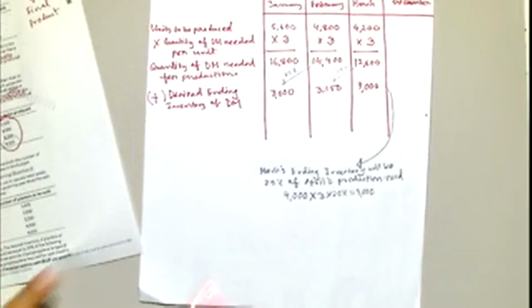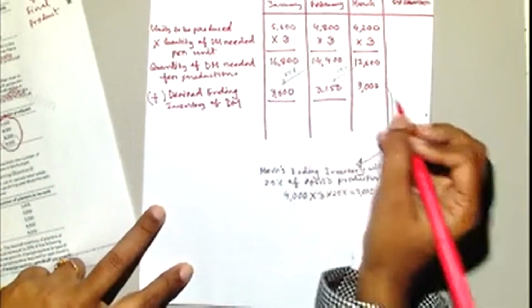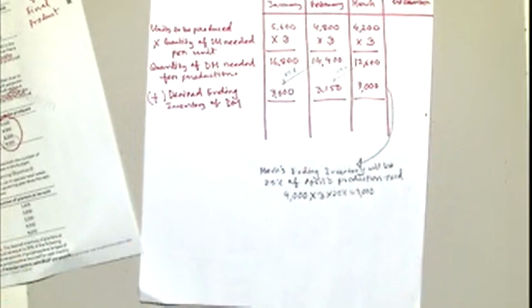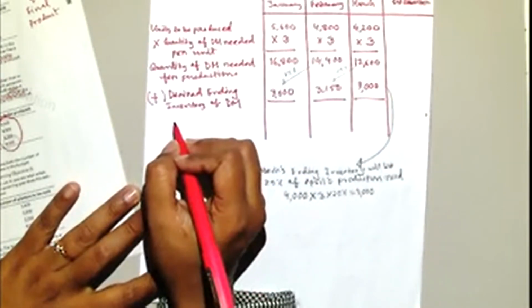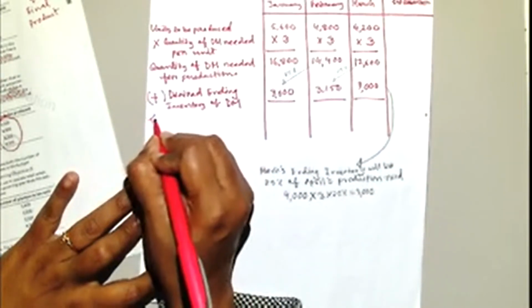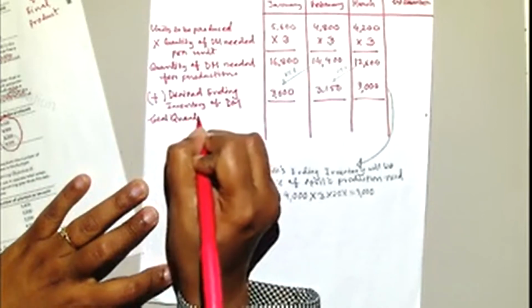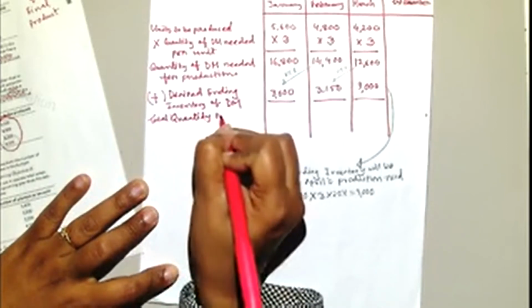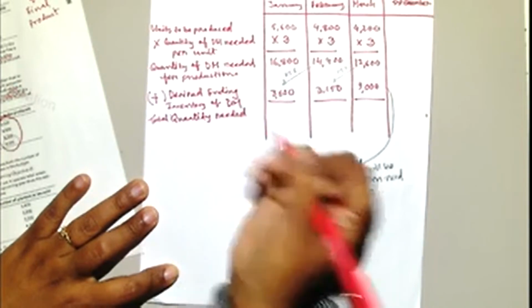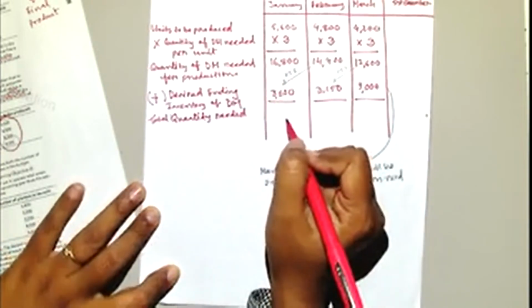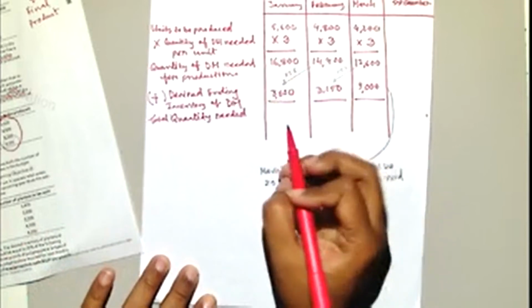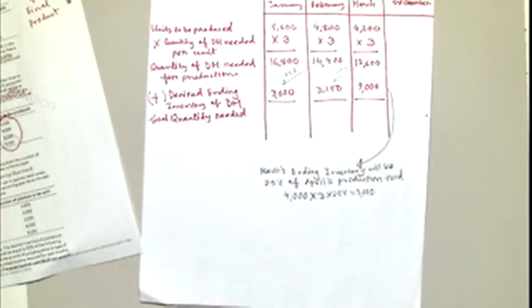Good, very good. Now, if you add it, you will call it total quantity of direct materials, total quantity needed. Then we're going to subtract our beginning inventory. So just add these two and tell me what's the total quantity you needed.